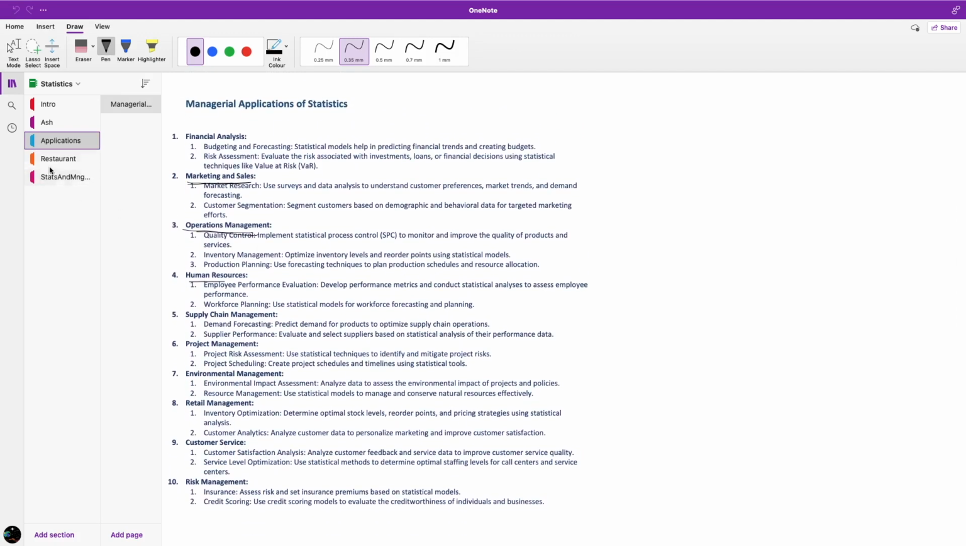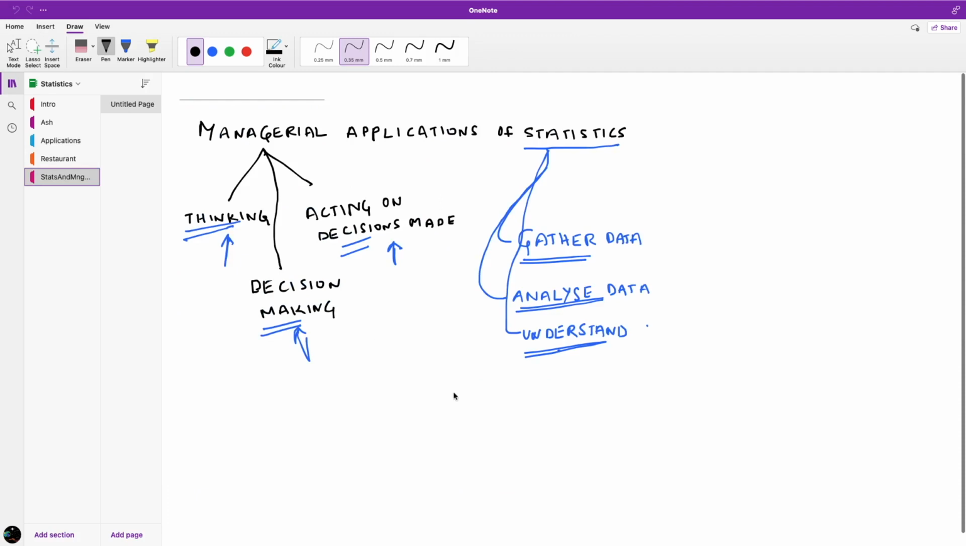What we need to be very clear about is that statistics is helping managers to think, take decisions, and act upon those decisions. So we need not confine this only to our MBA or exams. We need to incorporate this even in our own life, in our own thinking and acting. We need to collect proper data, analyze the data, understand, and make decisions.